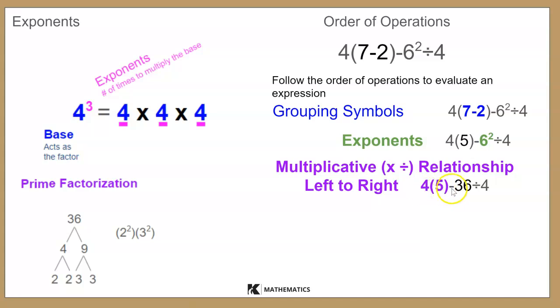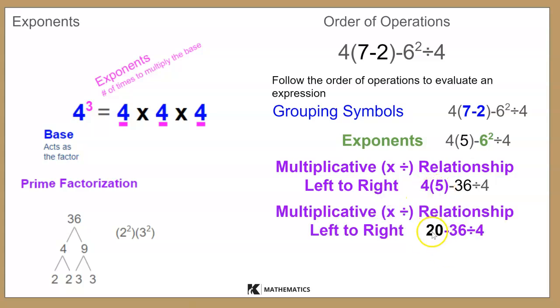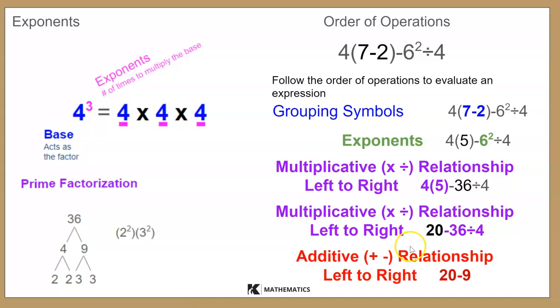Now we have 4 times 5 minus 36 divided by 4. Now I'm thinking about my multiplicative relationships, multiplying and dividing, because remember, dividing is the inverse of multiplication. We want to work these left to right. They rank the same. I see multiplication here and division here. I'm going to do my multiplication first because it comes first left to right. 4 times 5 gives us 20. Then we have minus 36 divided by 4. Our next step is to divide 36 by 4, and we end up with 20 minus 9.